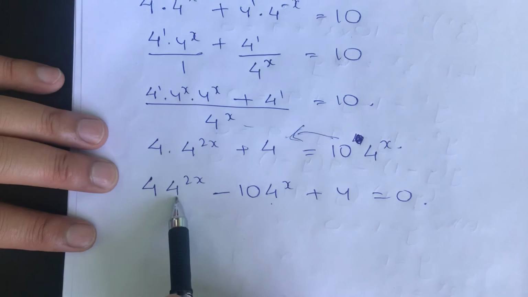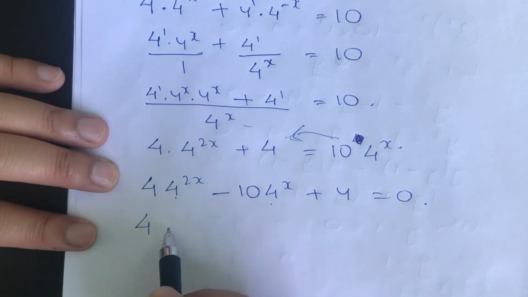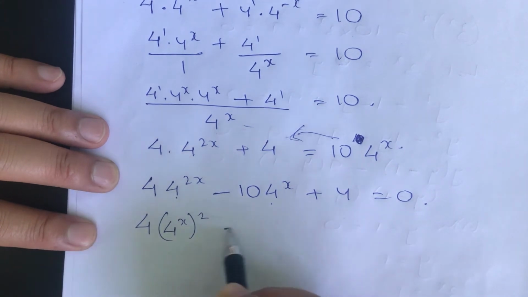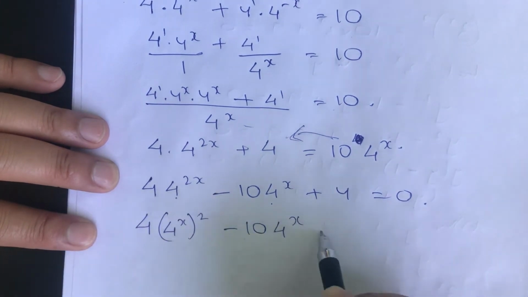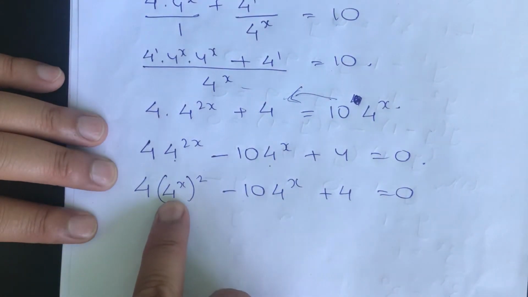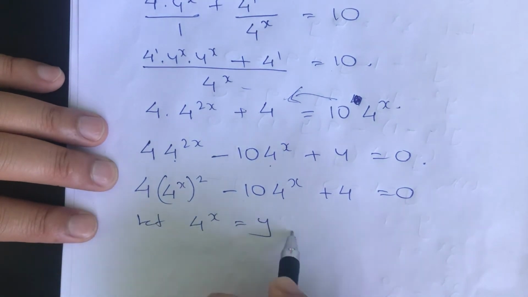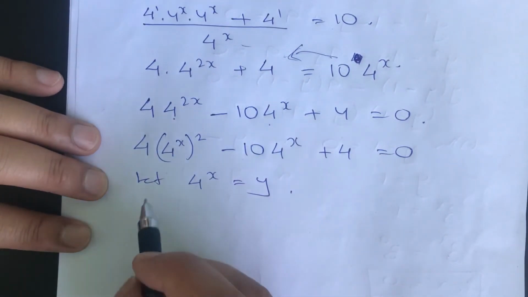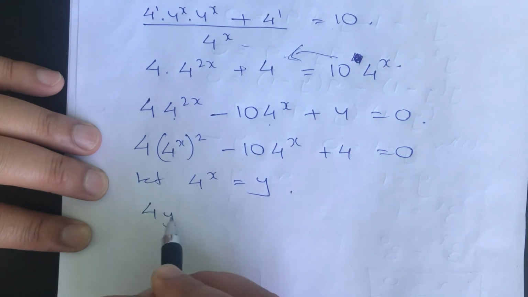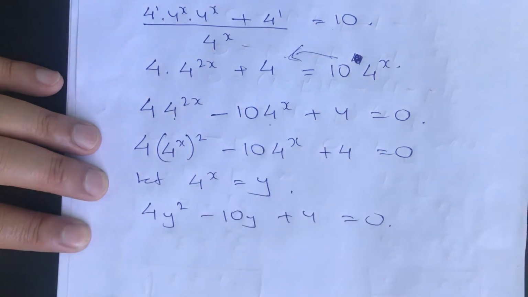Now once I get it in this form, if you check this and this, this is x and this is 2x, which is double, so now it matches, so I just separate them. I write (4^x)^2 minus 10 times 4^x plus 4 is equal to 0. Because this is 4^x, this also has to be made 4^x, so that I can make the necessary assumption, that 4^x is equal to y. And then I get 4y squared minus 10y plus 4 is equal to 0.